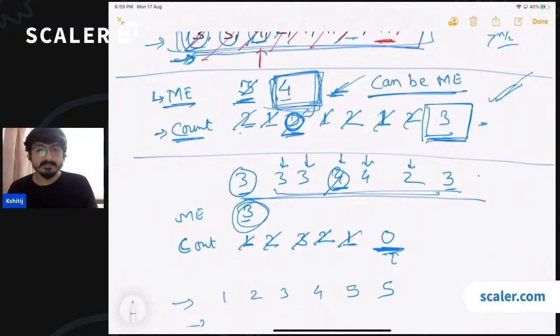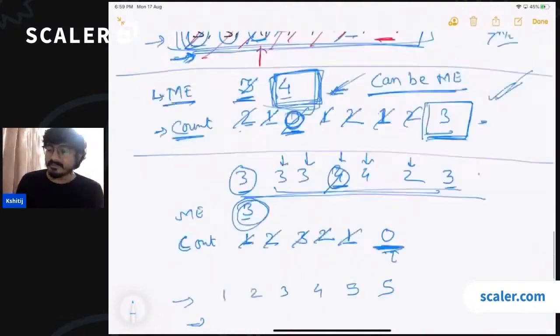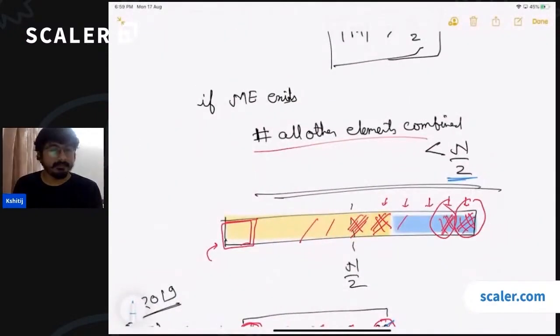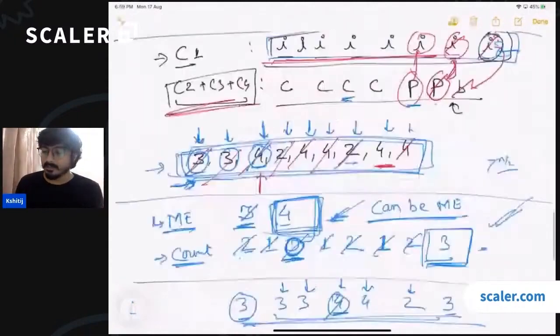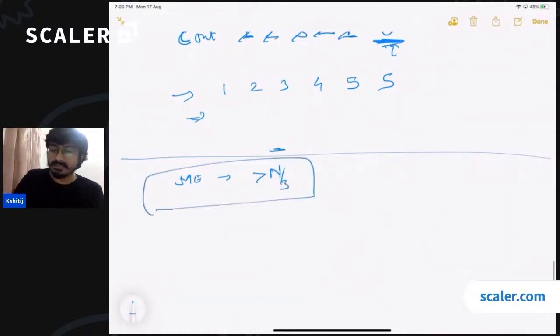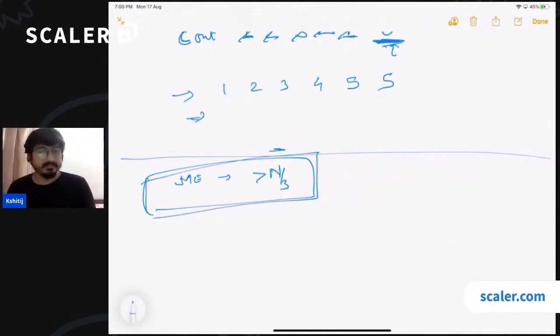Rahul is asking, will it work for the n by 3 problem? Yes. In this case, the question was that the majority element should occur more than n by 2 times. Now there is a variation of the same question which was asked in Google, where the problem says that your majority element is an element that occurs more than n by 3 times. Now using the same concept, you have to solve this problem. Yes, Ayush, this will work.